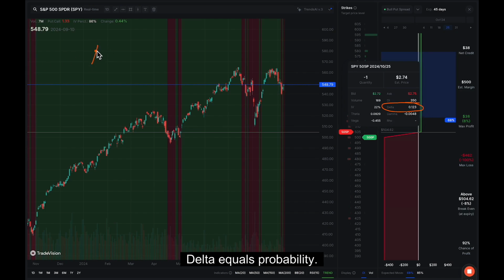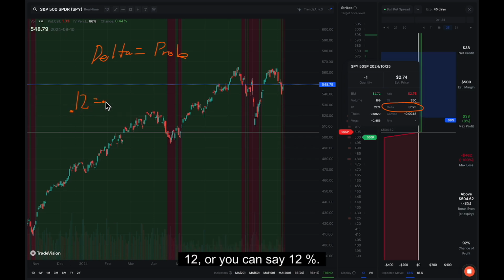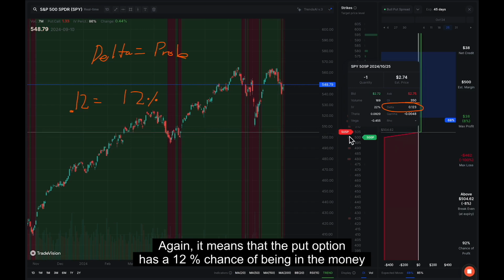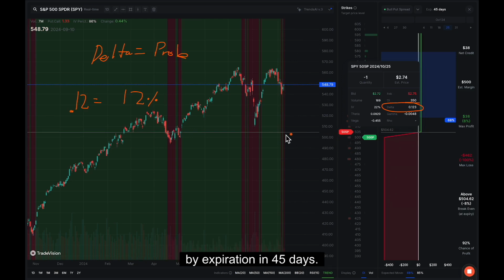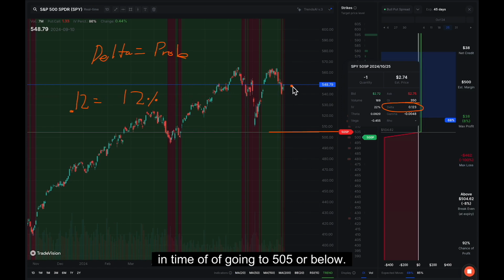Delta equals probability. Okay, so with the 505 put, this has a delta of 0.12, or you can say 12%. What does that mean? Again, it means that the put option has a 12% chance of being in the money by expiration in 45 days. So SPY has approximately a 12% chance at this present moment in time of going to 505 or below.